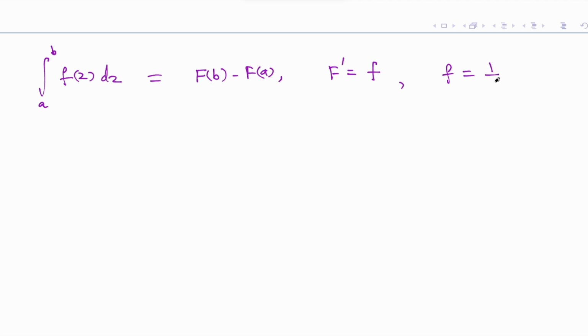Suppose I want to see the first fundamental theorem of calculus. The integral from a to b of any function f(z) dz: we can always find a differentiable function F such that it equals F(b) minus F(a), where F' is equal to my f. Assume for the time being that your f is, let's say, of the 1/z type, for example.